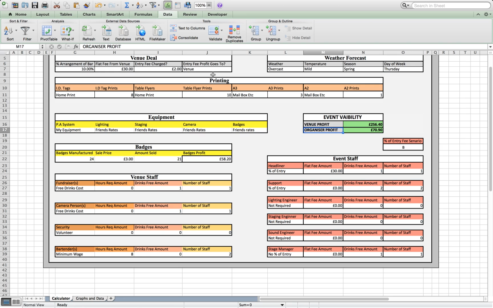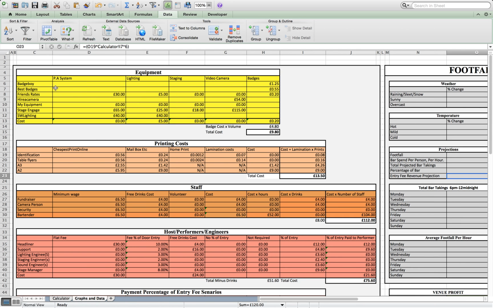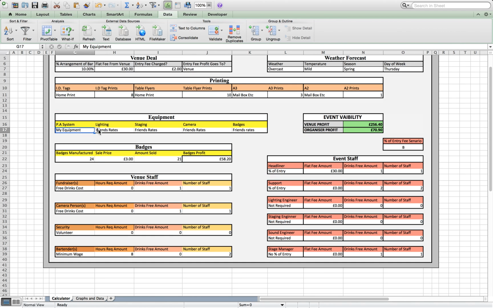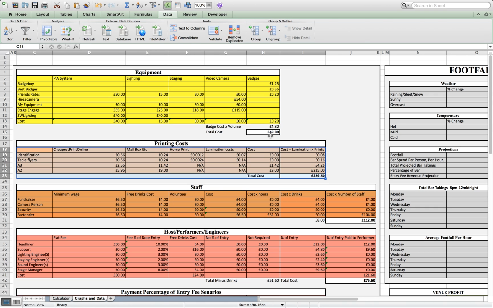If we have a little look at the printing, equipment and badges, let's have a little look on this side. This is where it all relates to: equipment information and how much that costs, and the printing costs there. So let's say, for instance, we were to change that to SW lighting, and we were going to have 25 A2 posters. Now we're looking at £48.9 for the equipment, and wow, £229 for printing, because it actually costs £9 to get an A2, which is quite expensive.